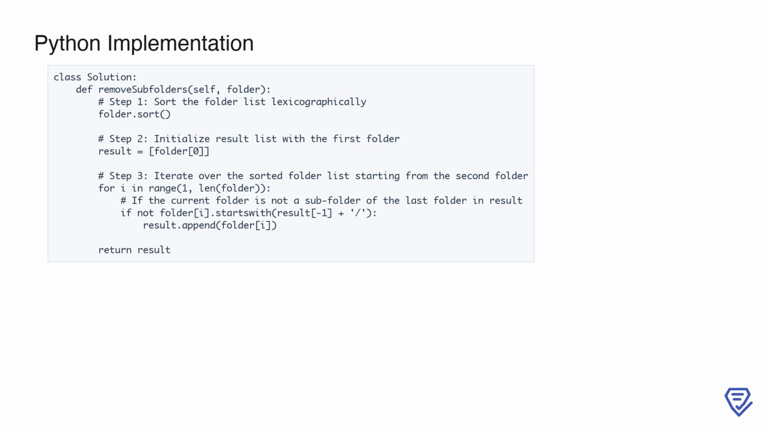2. Initializing the result. After sorting, we initialize the result list with the first folder from the sorted list. This folder is guaranteed to be a parent folder since there are no folders before it. 3. Iterating through the remaining folders. Starting from the second folder, we iterate through the sorted list. For each folder, we check if it is a subfolder of the last folder added to the result list. We do this using the startsWith method, appending a / to the parent folder to ensure that only strict subfolder relationships are considered. For example, /a/b starts with /a/ and is thus a subfolder, whereas /abc does not start with /a/ and should be retained as a distinct folder.